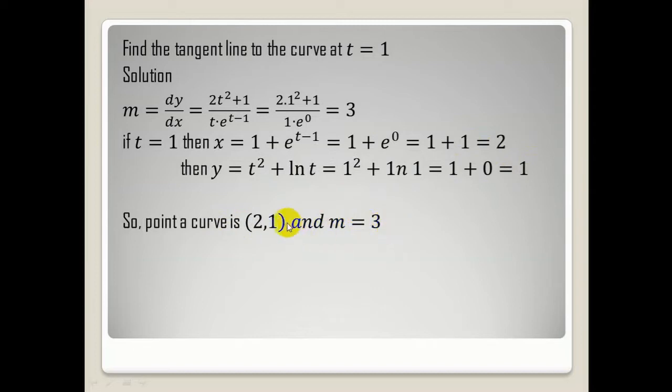So because they ask about the tangent line, the formula of the tangent line is y minus y1 equal m times x minus x1. So you need to substitute to be here, and then the tangent line is y equal 3x minus 5. Okay, everyone, I hope you understand until this one. If you don't understand, you can ask me in the comment below, okay?